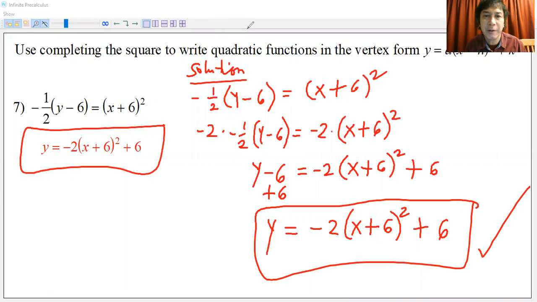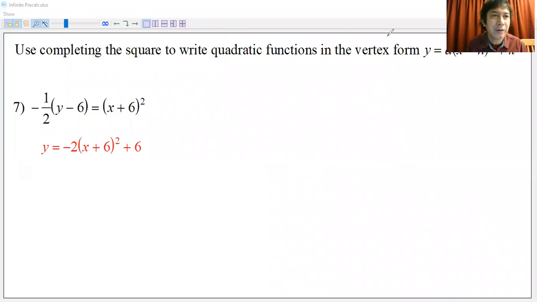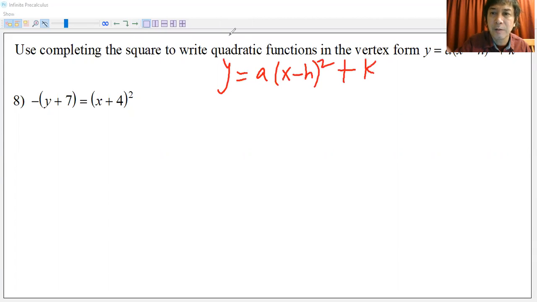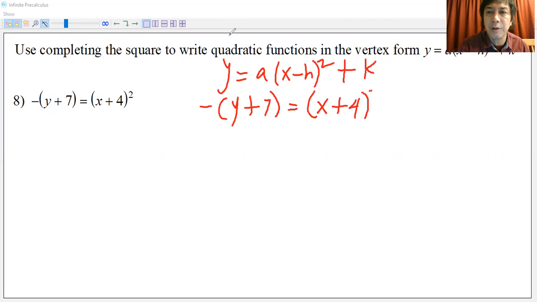Let me clear the screen and continue with number 8. Here's number 8. It's slightly different from the usual polynomial type, so let's see how we can transform it to the required vertex form. The vertex form is always like this. Now, our given is negative y plus 7 is equal to x plus 4 squared.